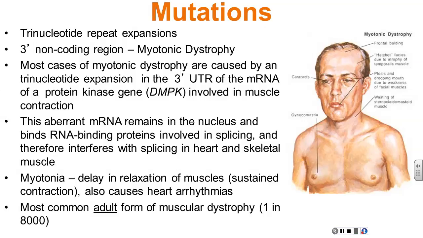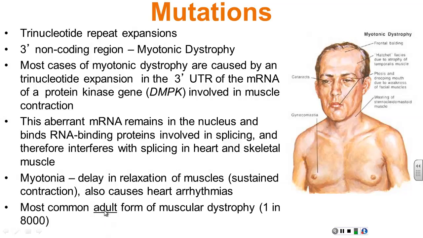So you have a deficiency of this particular protein kinase that's involved in muscle contraction. It can also affect the expression of some of the other genes in those cells because of binding up some of these proteins involved in splicing. So it's a toxic mRNA. Okay, this is going to be an example of a gain of function mutation. I'll talk to you a little bit later on about what that means.